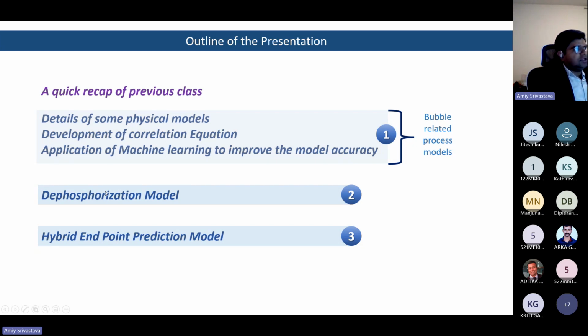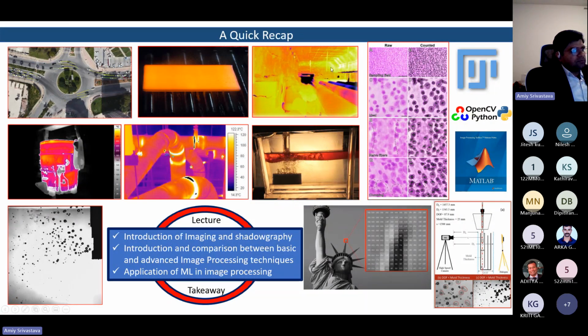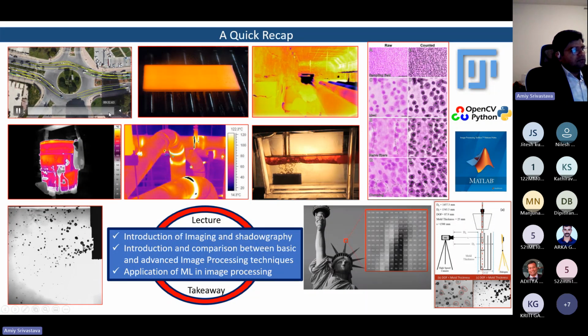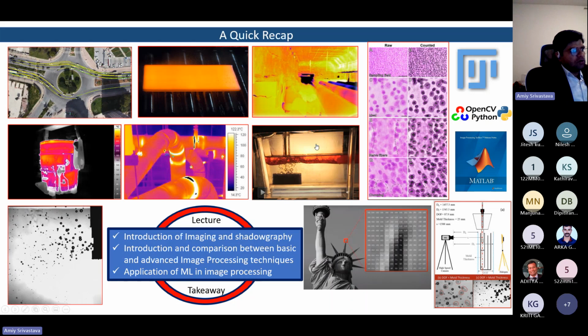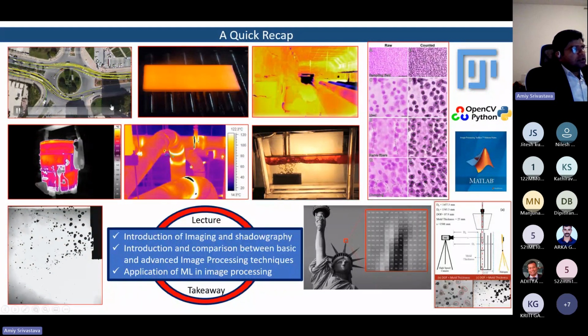So let's move on to the next slide. So this is something I showed you yesterday. Yesterday's class was totally image analysis based. We have seen many videos yesterday, many process models. Like this was the example of a tundish process model. This was the example of a mold physical model. That was the example of image analysis.